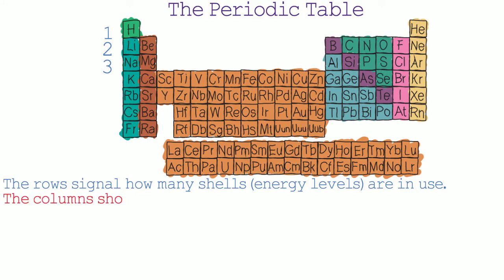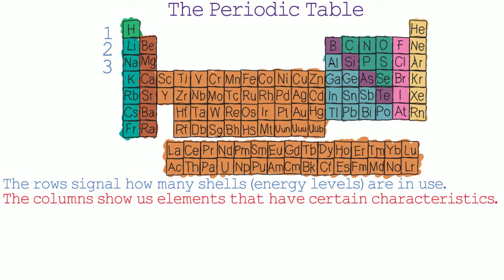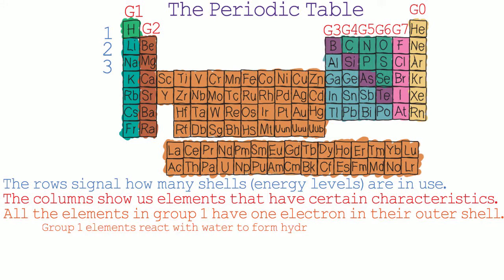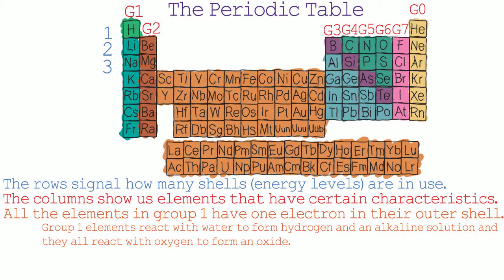The columns on the periodic table show us elements that have certain characteristics. All the elements in group 1, which is the first column on the left, have 1 electron in their outer shell. As they have the same number of electrons in their highest energy level, they react in the same way. Group 1 elements react with water to form hydrogen and an alkaline solution. Also, they will react with oxygen to form an oxide. Group 1 and Group 2 are known as the reactive metals.